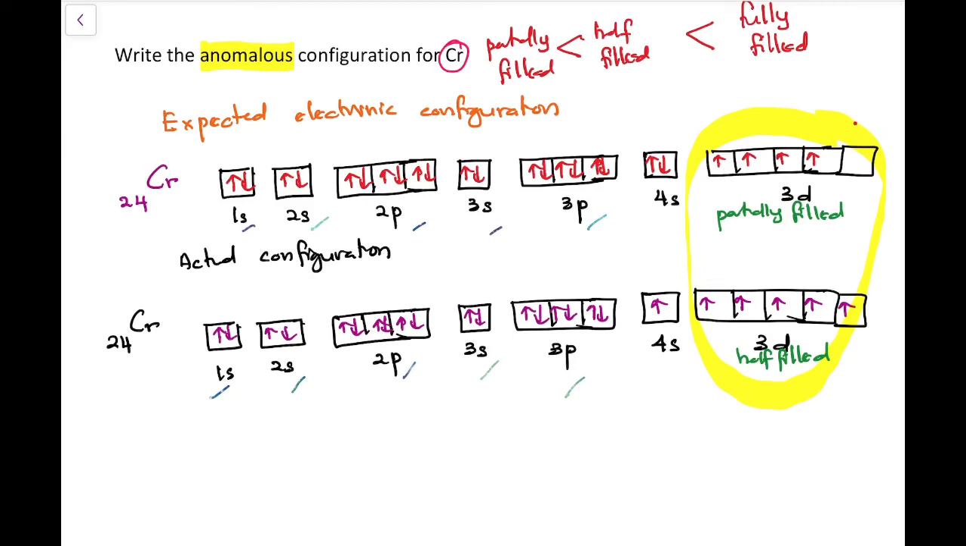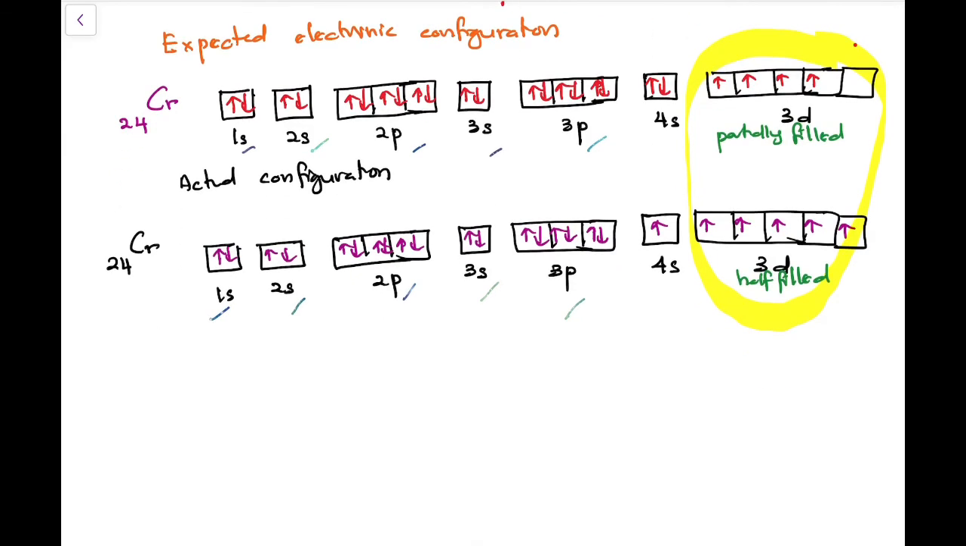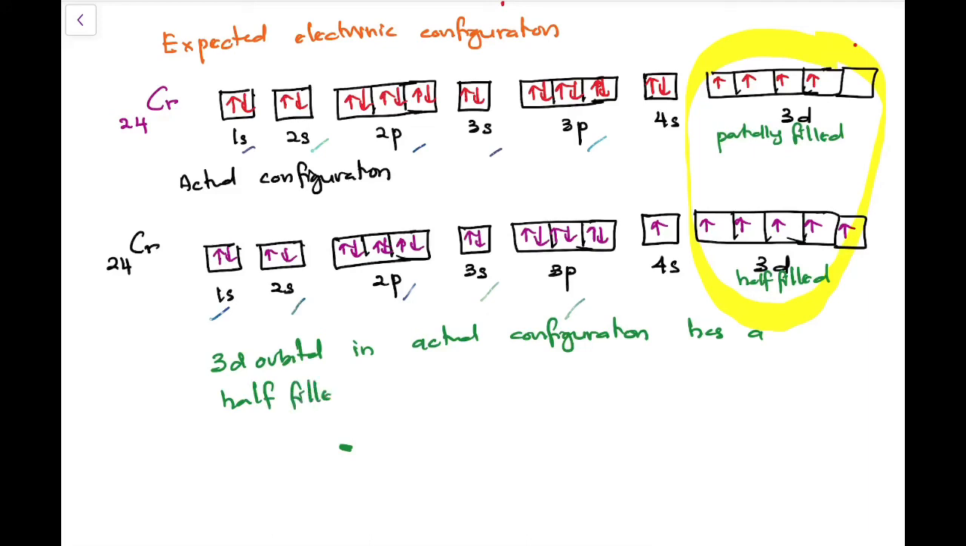So you can write the reason. Okay, so the 3d orbital in the actual configuration has a half-filled electronic configuration. Why? So you can say that half-filled is more stable compared to partially filled.